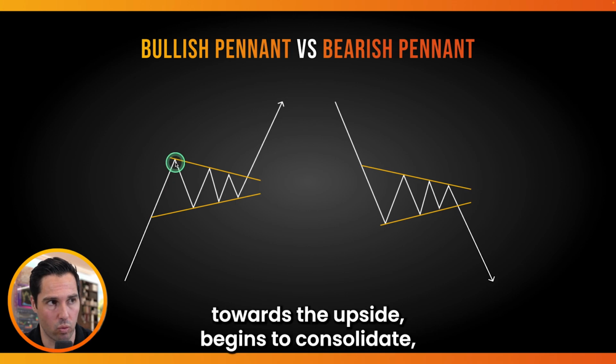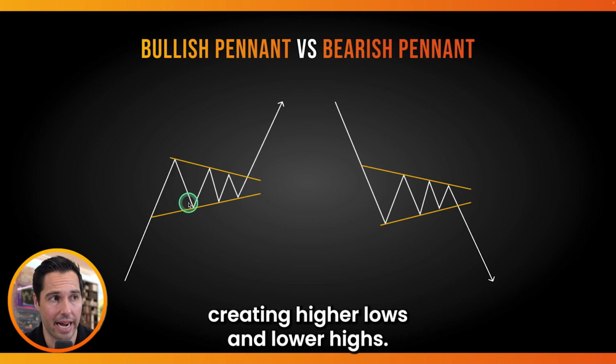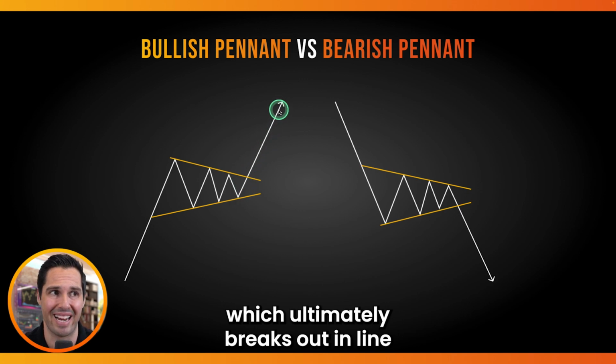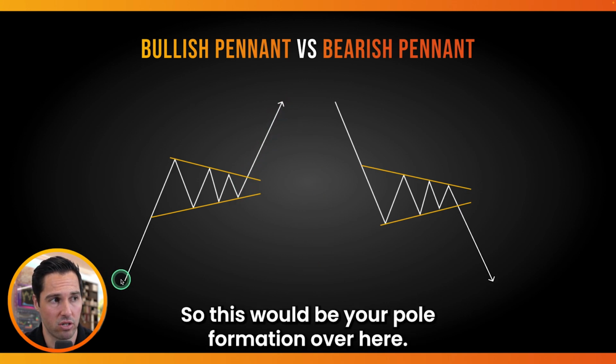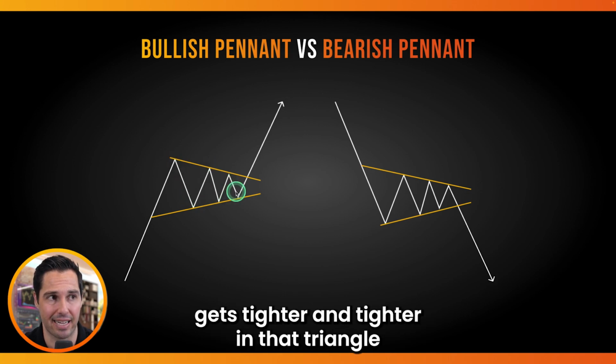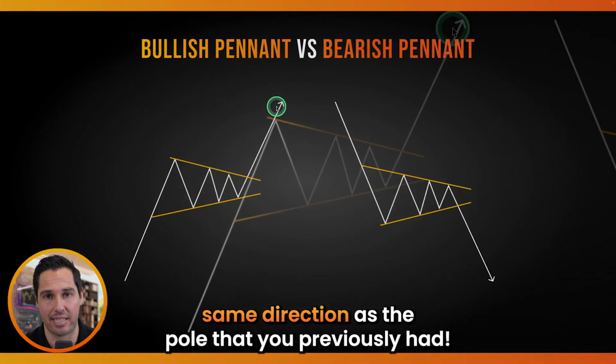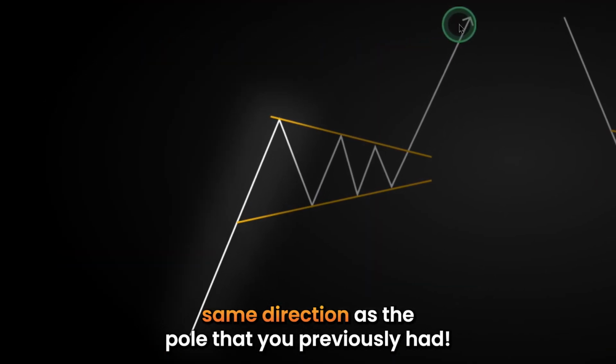Price moves strongly towards the upside, begins to consolidate, creating higher lows and lower highs, so getting into a tighter and tighter formation, which ultimately breaks out in line with the previous move. So this would be your pole formation over here. Here's the pennant, price consolidates, gets tighter and tighter in that triangle, and ultimately leaves in the same direction as the pole that you previously had.